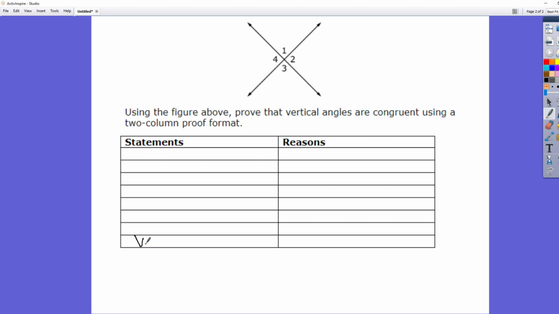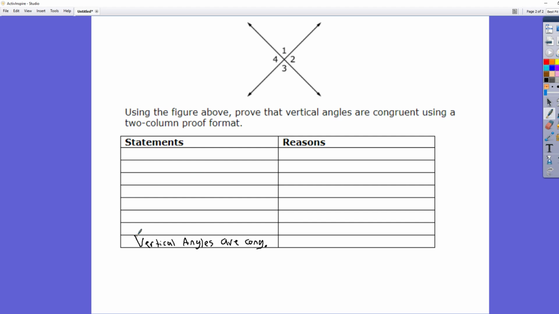That vertical angles are congruent. I'm just going to abbreviate that. And how do we show that? Well, what are any pair of vertical angles we have? Well, 1 and 3 are vertical angles, and 4 and 2 are vertical angles.